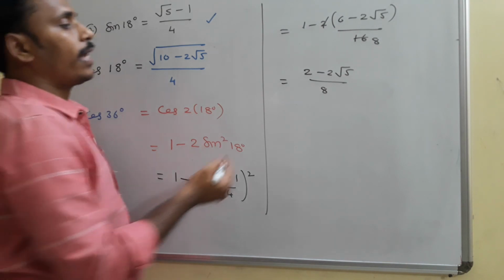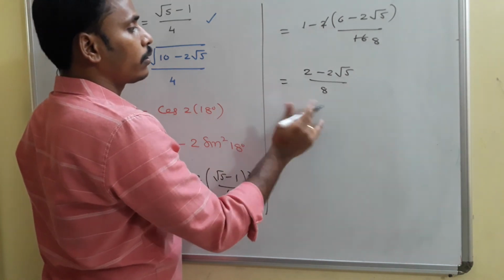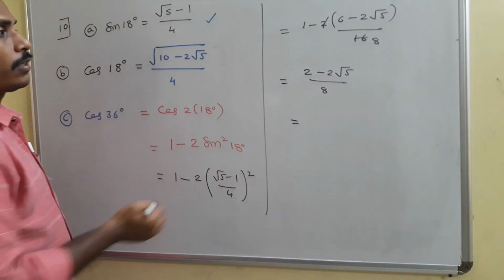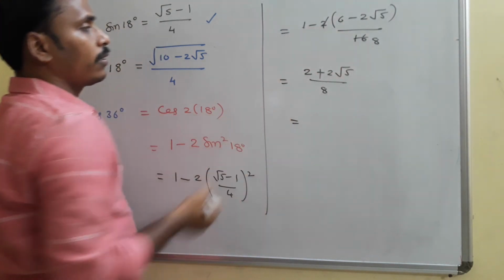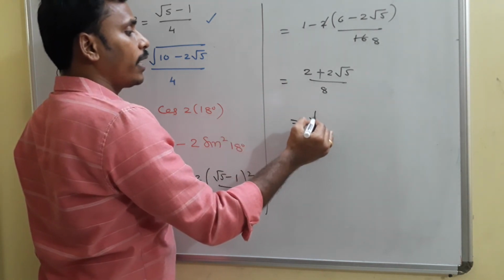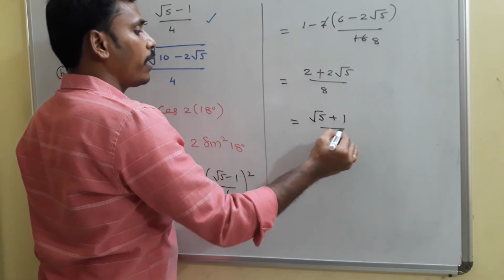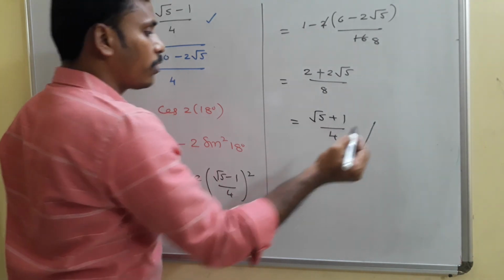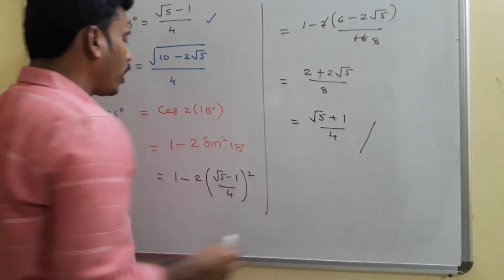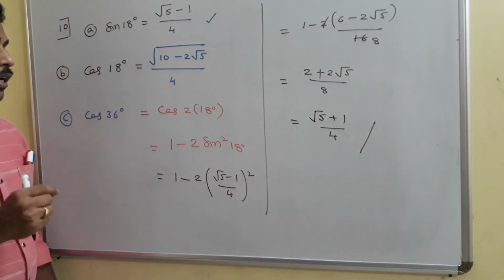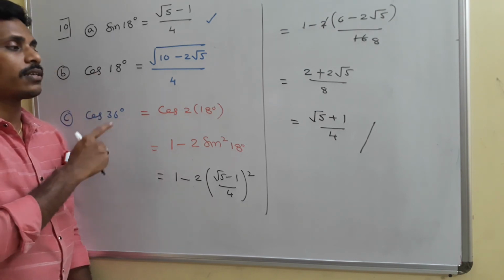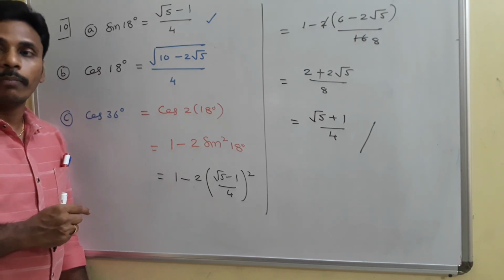Okay? And if you cancel out 2, you are left with what? Cos 36 degrees. Yeah, minus of minus is plus, right? 8 minus 6 is 2 plus 2 root 5. So if you cancel out 2, you will get root 5 plus 1 by 4. Just observe it. Just you need to identify it, okay? Cos 36 degrees value is what? 1 minus 2 sin square 18. With that idea, you just derived that cos 36 is root 5 plus 1 by 4.